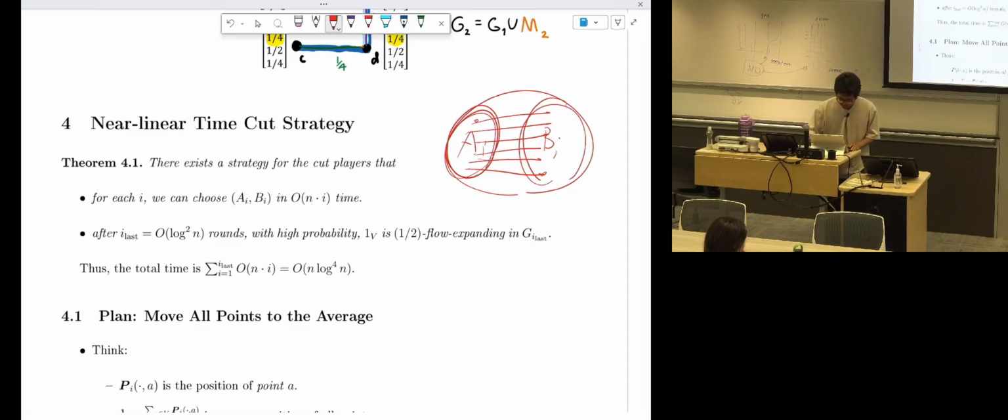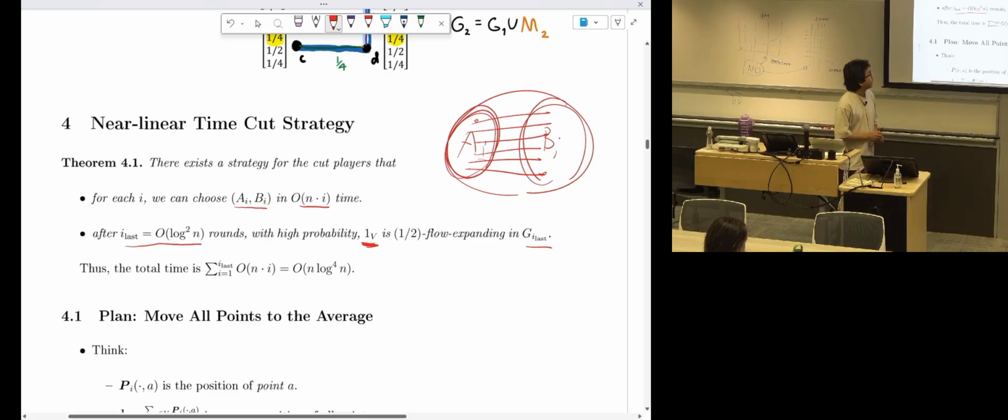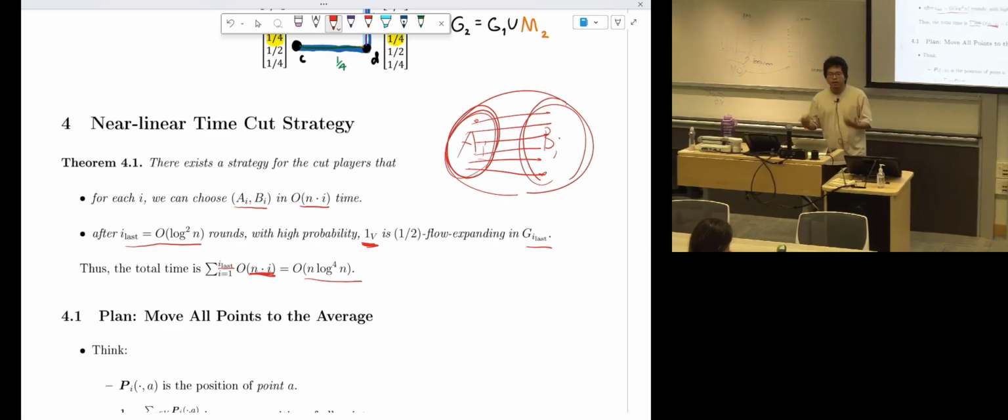Okay, we're going to show how to choose A and B in round i in time n_i, so that after log squared rounds, this all one node weighting is expanding in the graph. So if you spend n_i time for each round and there are log squared rounds, the total time is something like n log to the fourth.